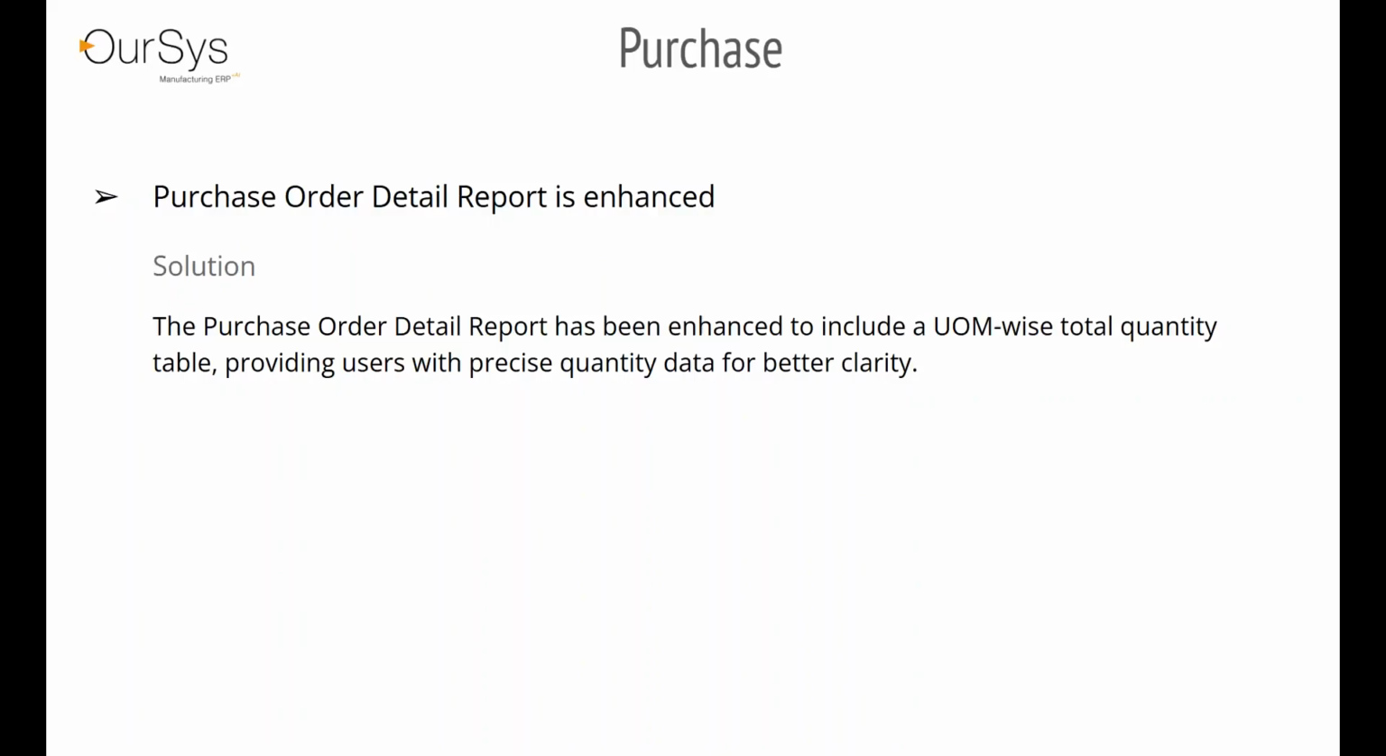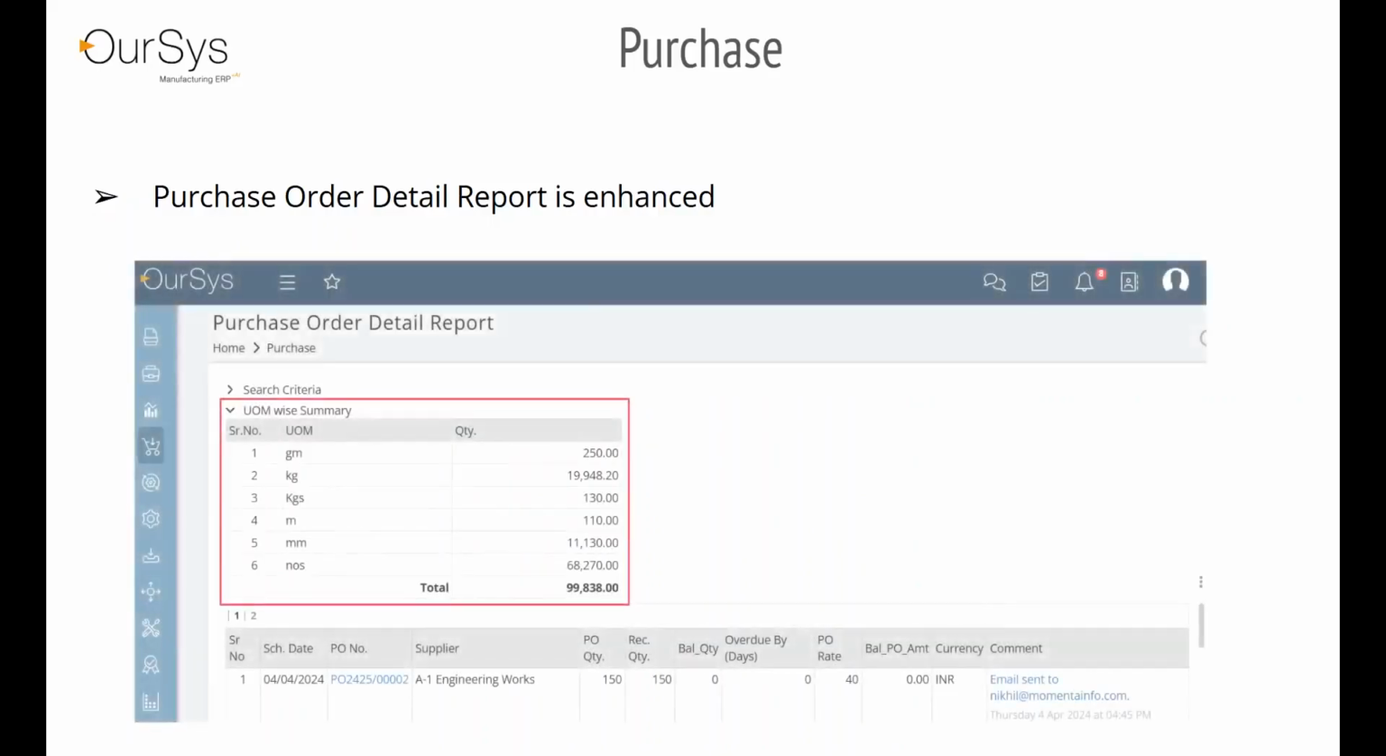Here you can see in the purchase module we have a report called purchase order detail report. In this report we have now added a section where you can see a unit of measurement wise summary.